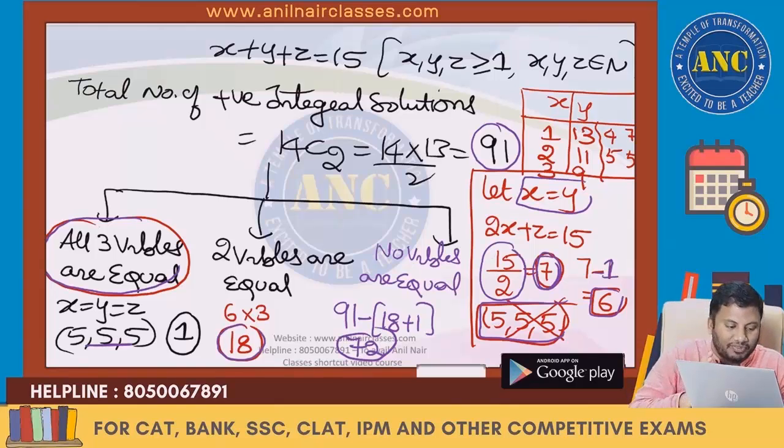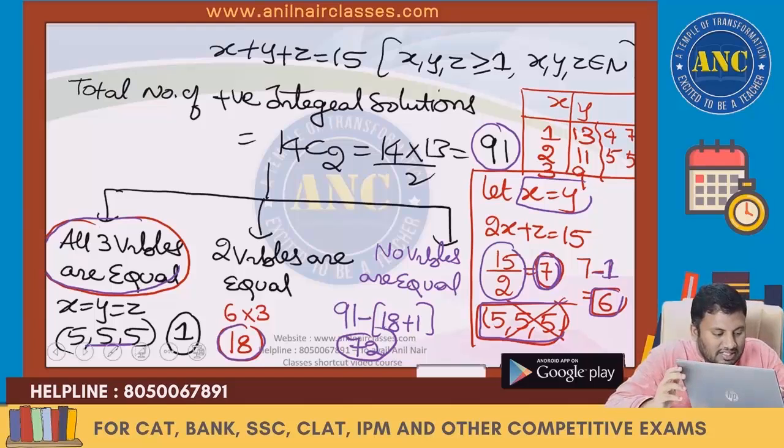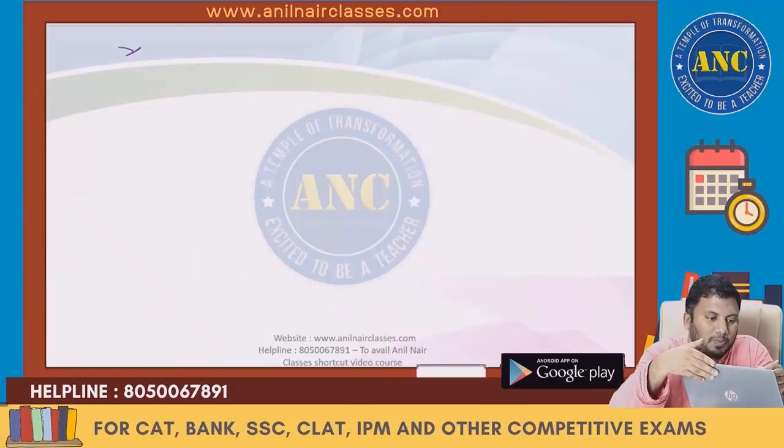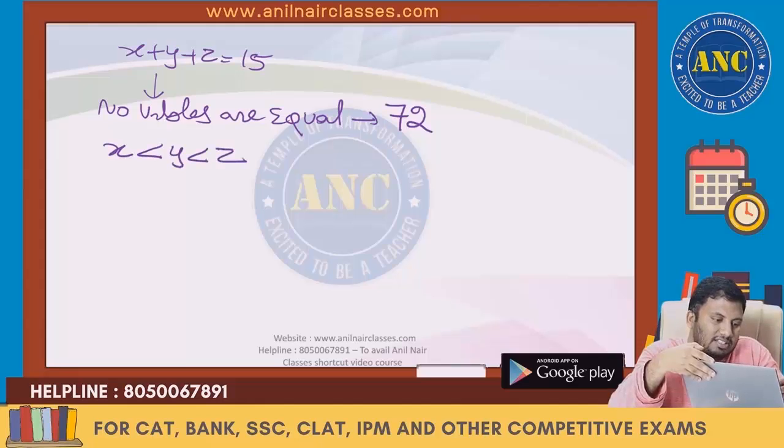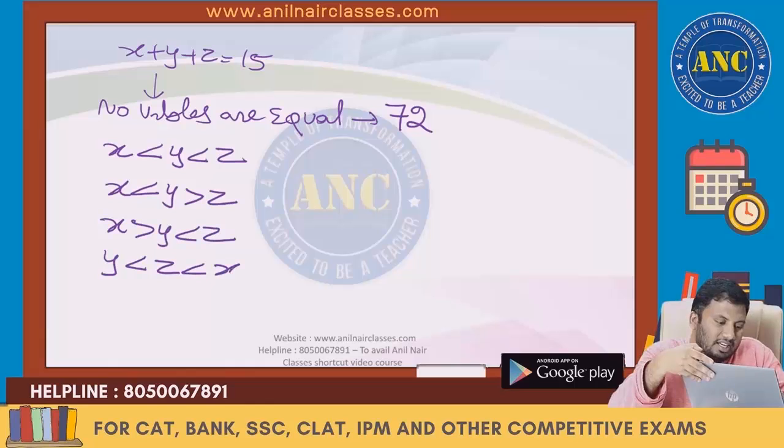There is a condition that we will see. I hope it is clear, right? 91, 1 and 18. What are these 72 cases? If x plus y plus z equivalent to 15 and no variables are equal, I got 72 cases. Those cases are x less than y less than z, x less than y greater than z, x greater than y less than z, y less than z less than x, y less than z greater than x, z less than x less than y.